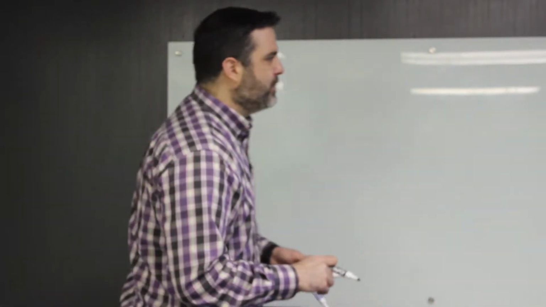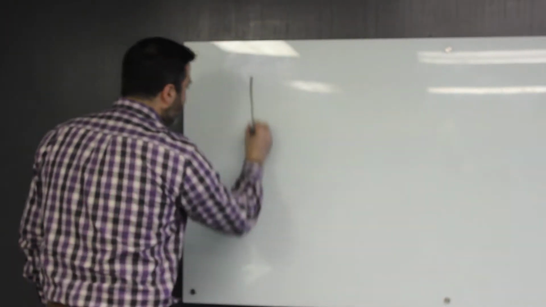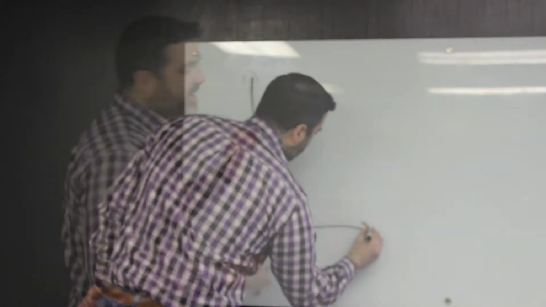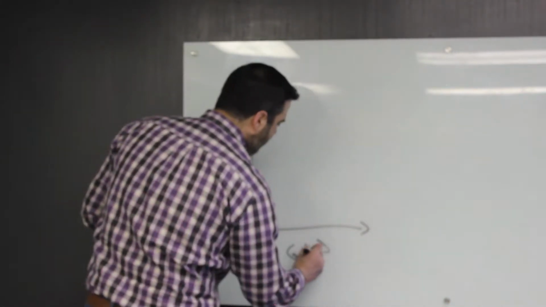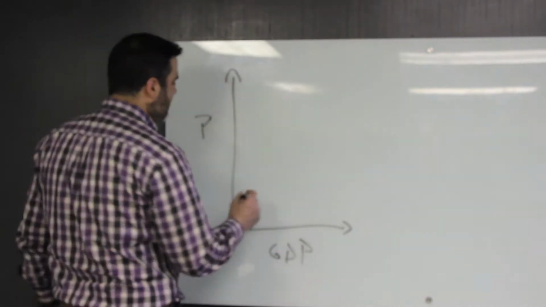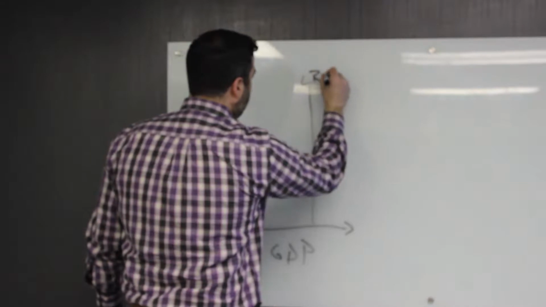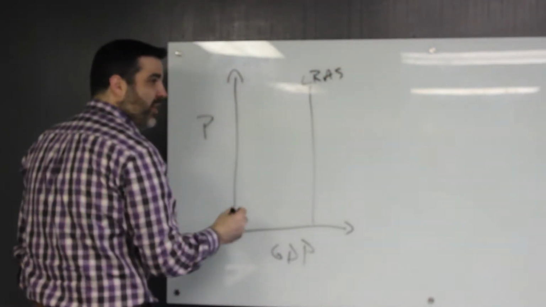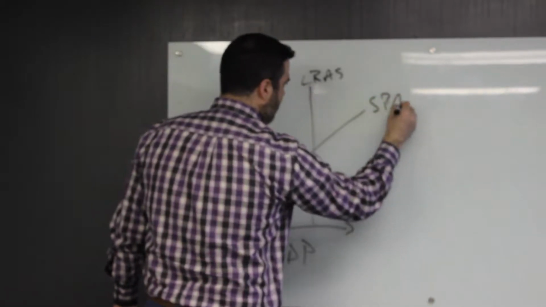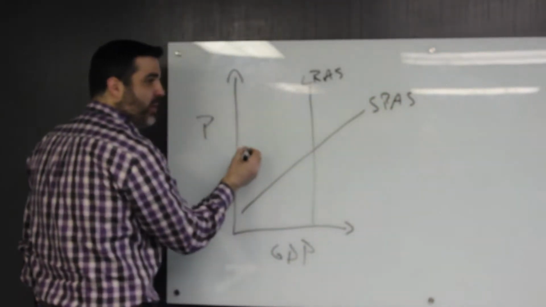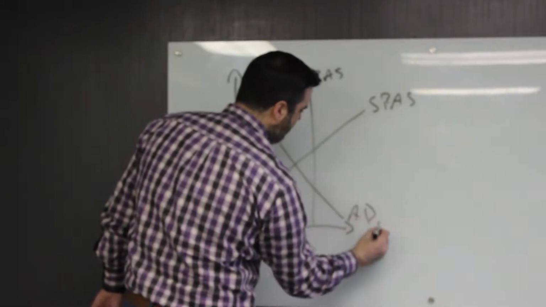Okay, so let's get going. So let's say we're operating in a recessionary environment. Well, let's talk about a recessionary environment. So we have price and GDP. In a recessionary environment, what's it going to look like? We have our long run aggregate supply. We have our short run aggregate supply, and then we would have our aggregate demand curve.